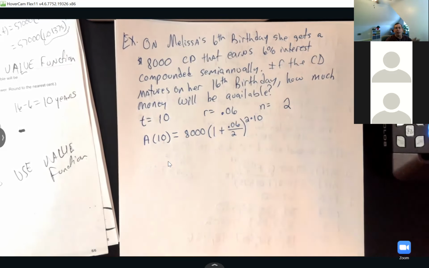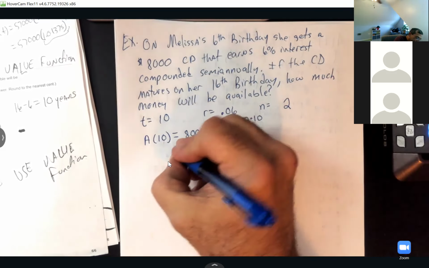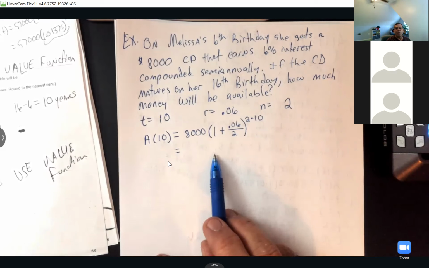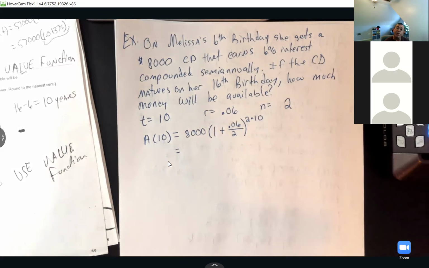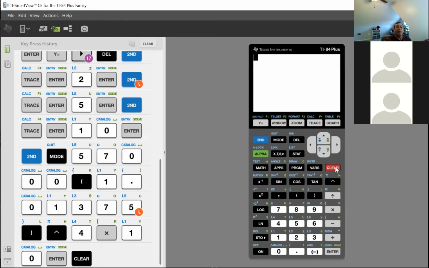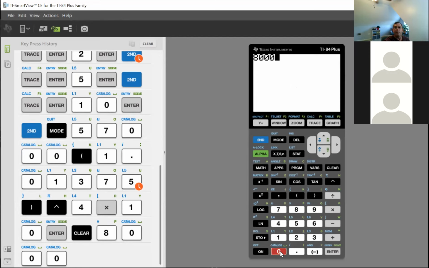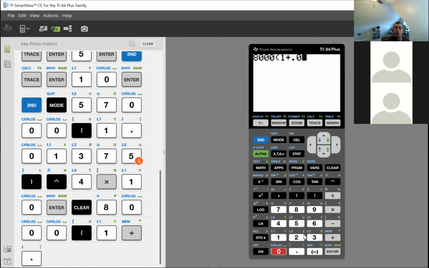So all we're doing is always just plugging into the same formula. Now, since this is the only formula I need, they want me to round this to the nearest cents. So I'm just going to go to the calculator and punch this in and see what we get. I probably wouldn't even graph this because I only got to do it once. So here's my 8,000. Parenthesis 1 plus 0.06 divided by 2, close parentheses.